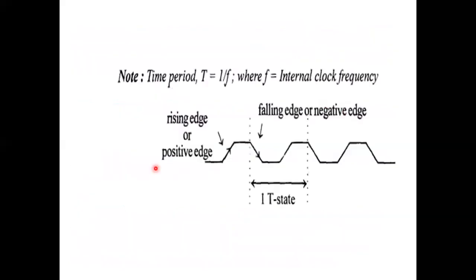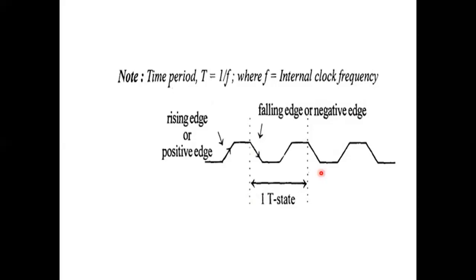So this is the time period and the frequency concept. This is the clock pulse. This is the one T state: one on, one off, one on clock pulse. So that is the one T state. For a particular machine cycle, it will require three T states or four T states like that.